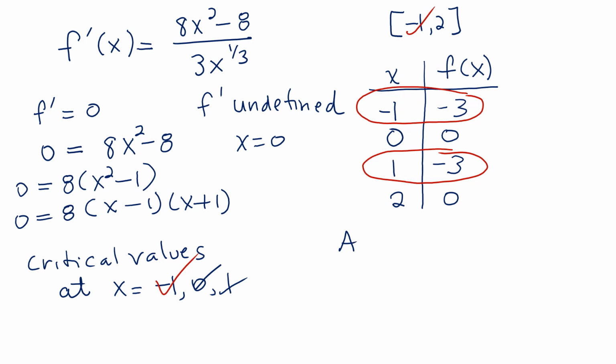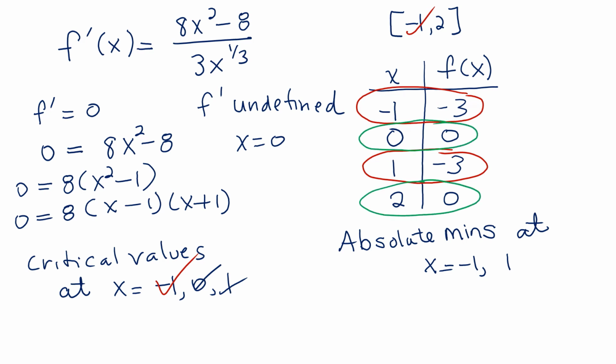We have absolute mins, that's plural, at x = −1 and at x = 1. And we have two high values, which are 0. And so we have absolute maxes at x = 0 and also at x = 2.